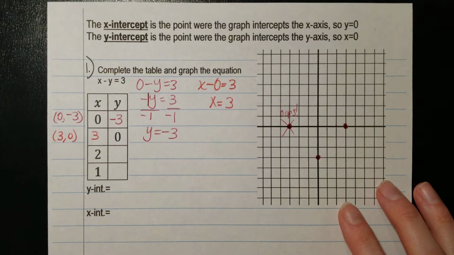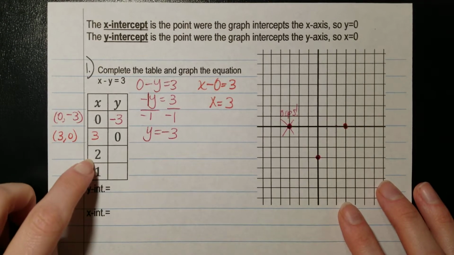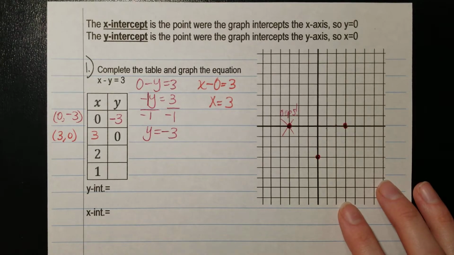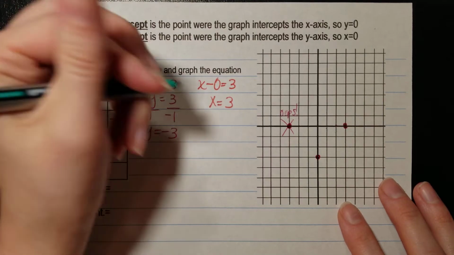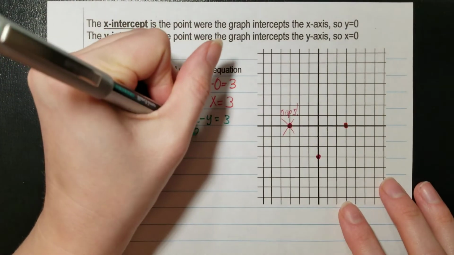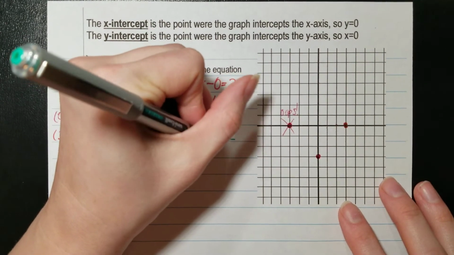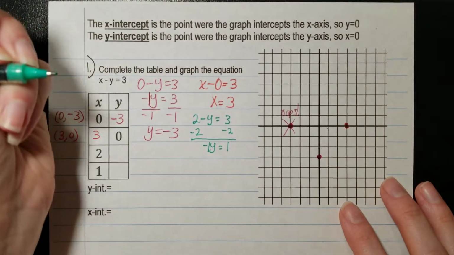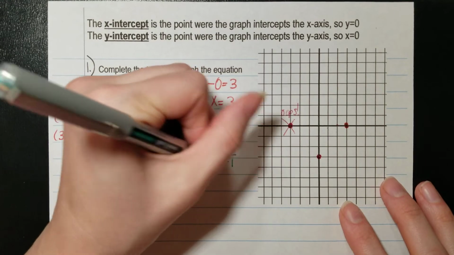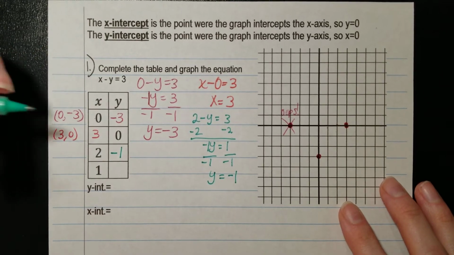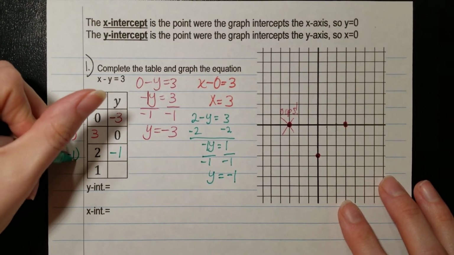All right, and the next point, they've given us 2 for x. So we want to plug in 2 for x, and then we want to solve for y. So 2 minus y equals 3. So subtract 2 from both sides, so negative y equals 1. So that's negative y, which is the same thing as negative 1y. So we'll divide both sides by negative 1 to get y equals negative 1. So whenever x is 2, y is equal to negative 1. So (2, -1) is a point on the graph.